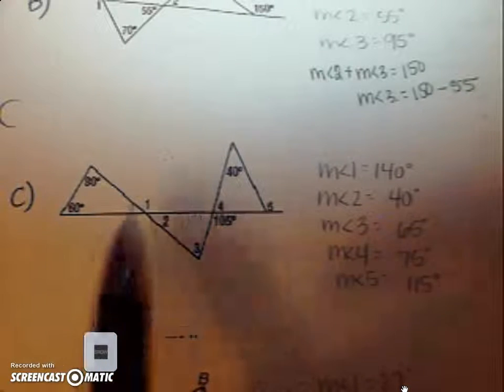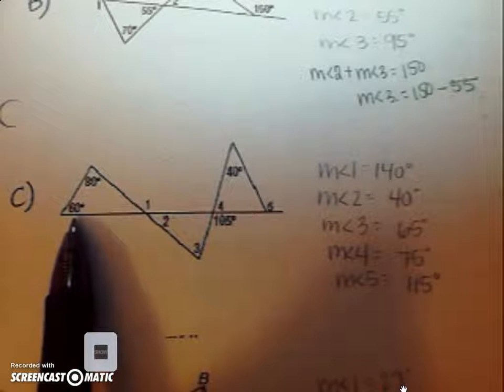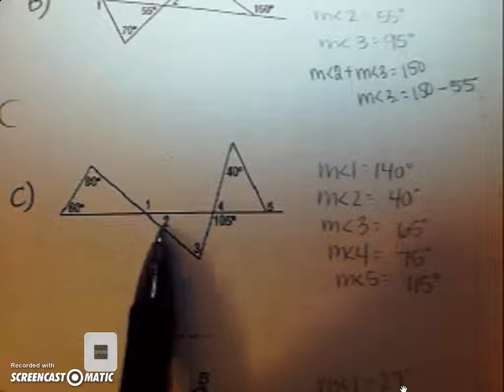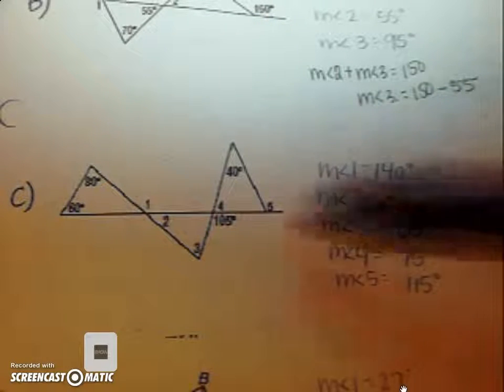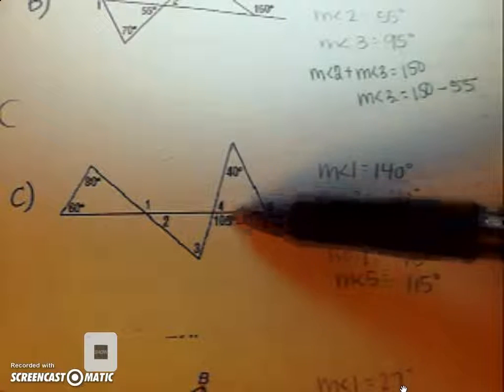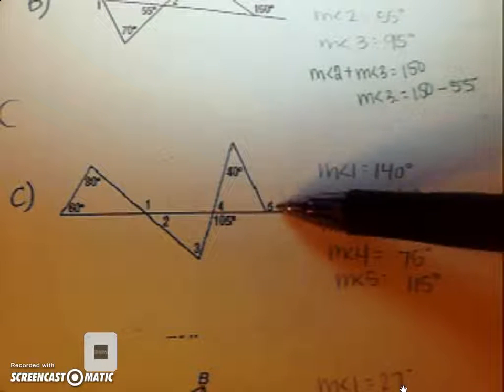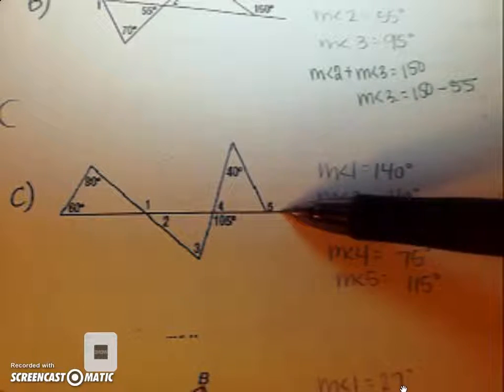Here we have the same thing. Add your 80 and 60 to give you 140. That's the measure of angle 1. These two angles are supplementary, so the measure of angle 2 is 40. Then I know from this one that the measure of angle 4 must be 75 degrees. So I can add these two things together and get 115 for the measure of angle 5.